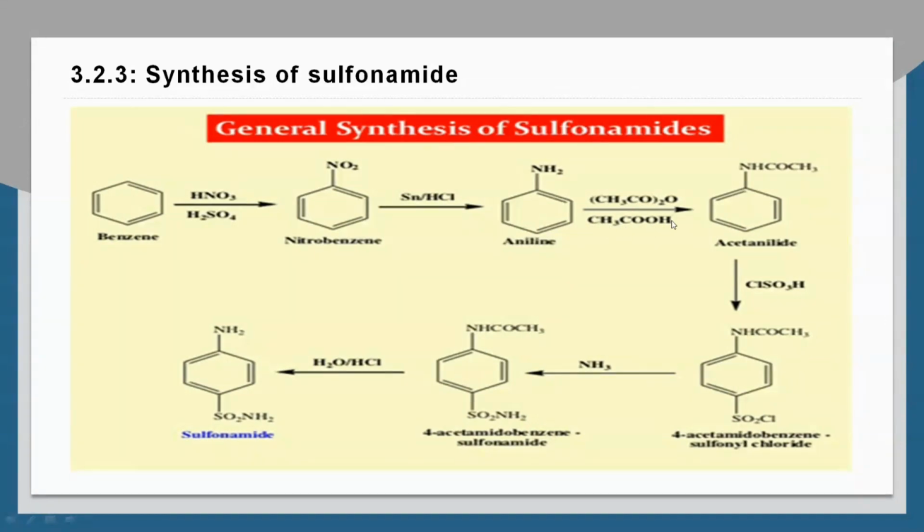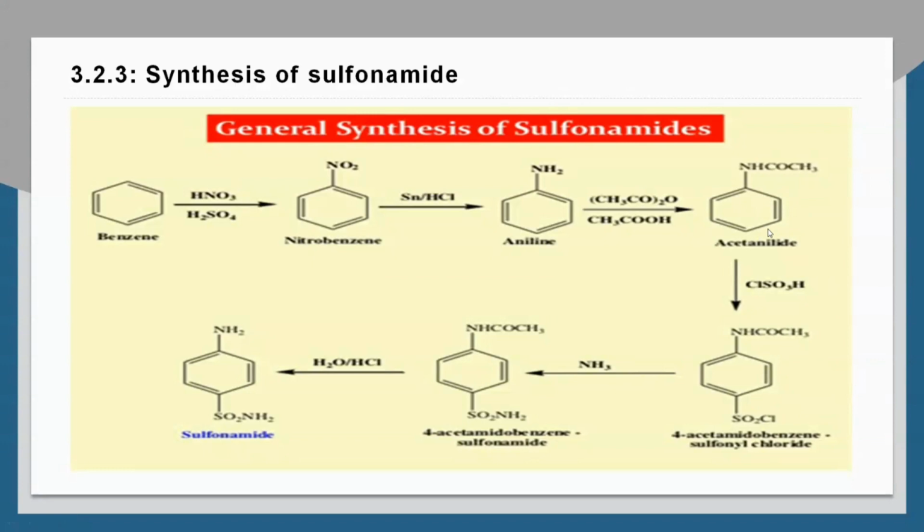CH3COO minus gets H and forms acetic acid, CH3COOH. So aniline reacts with acetic anhydride and gives acetanilide with a byproduct, acetic acid. In the next step, acetanilide reacts with sulfonyl chloride. It gives 4-acetamidobenzene sulfonyl chloride.